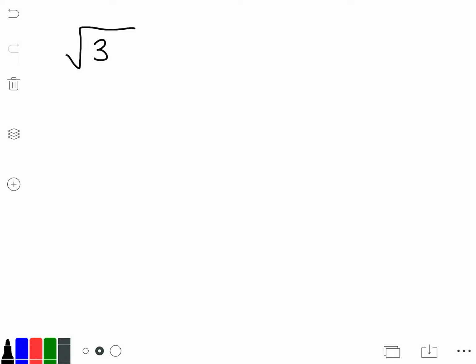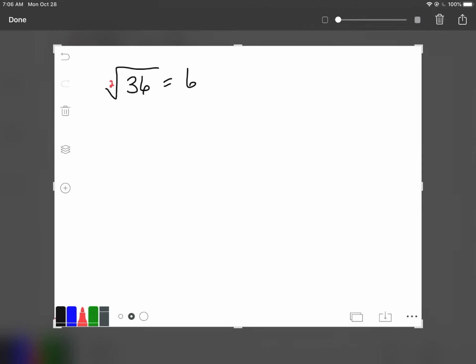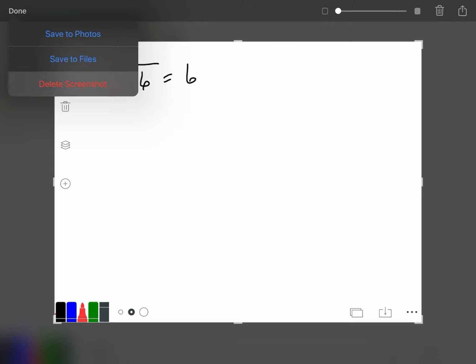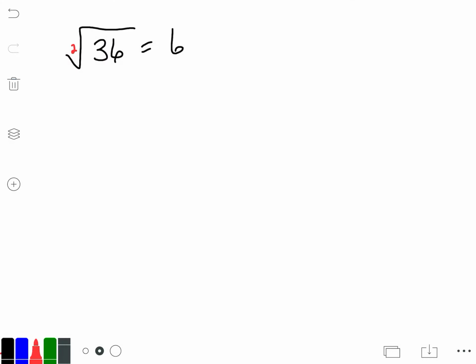So let's take one we know. The square root of 36. Most of you will probably go, oh, well, that's 6. It's very easy. I know. 6 times 6. And that's what we're looking for. Remember, this index is a 2. And so what we're looking for is square roots.